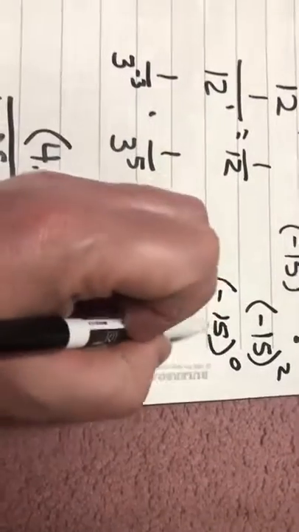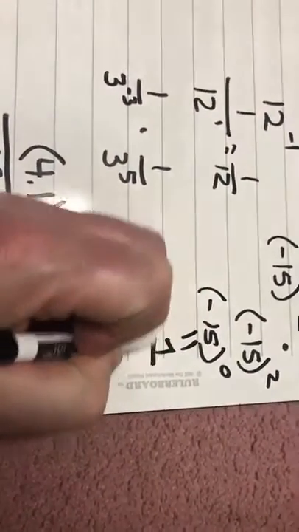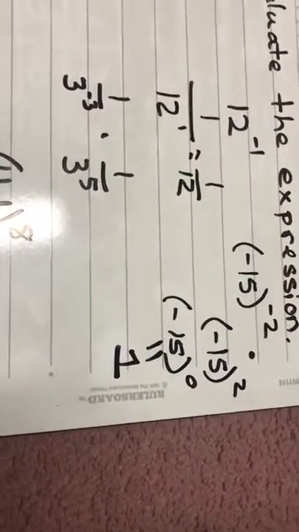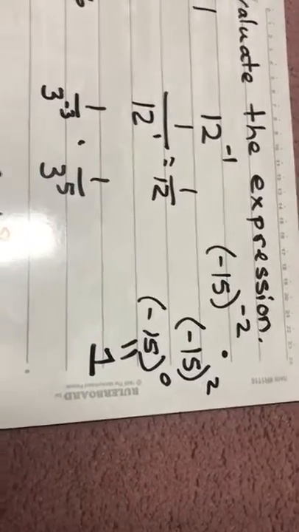So the final answer to this problem is 1, because it's negative 15 to the power of 0.